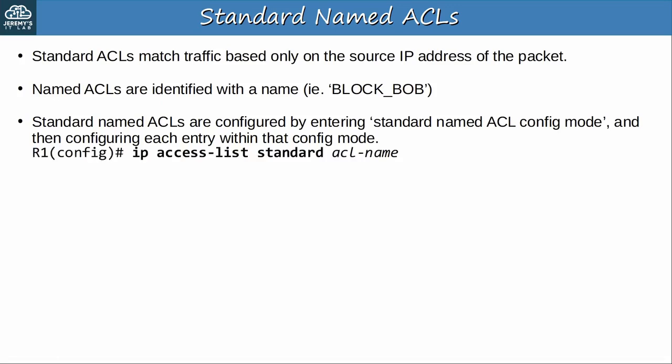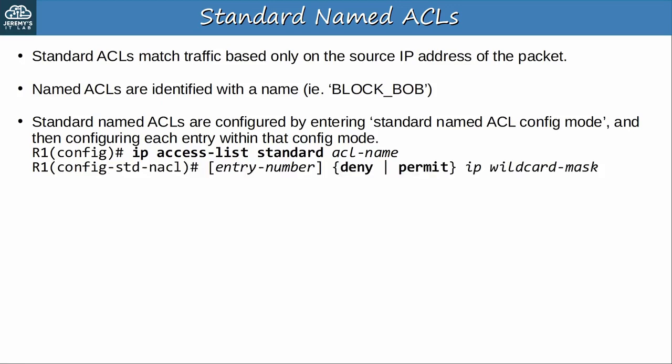Here's how you enter that config mode. IP access list standard, followed by the name. Remember to use IP in front of the command. For standard numbered ACLs, the command is access list, but in this case it's IP access list. Then you enter standard named ACL config mode and configure the deny and permit entries. Note that you can now specify an entry number before each entry, although you don't have to. If you don't, entries will be numbered 10, then 20, then 30, etc., just like in the standard numbered ACLs we configured. Each entry's number will be 10 more than the previous one. But with this function, you can manually specify the entry number to control the order of the entries.